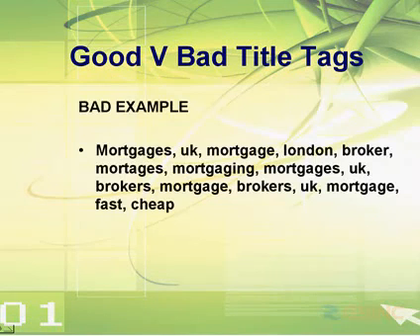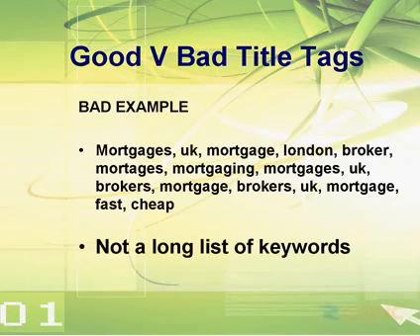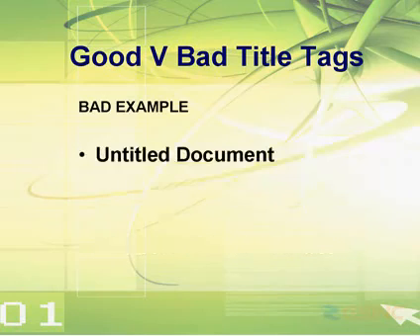Firstly, a long list of keywords. This is a bad example of how to write a title tag. A title tag should be a description of the page, not a long list of keywords. Second example, another bad one, untitled document. You see this quite often when people don't enter title tags.